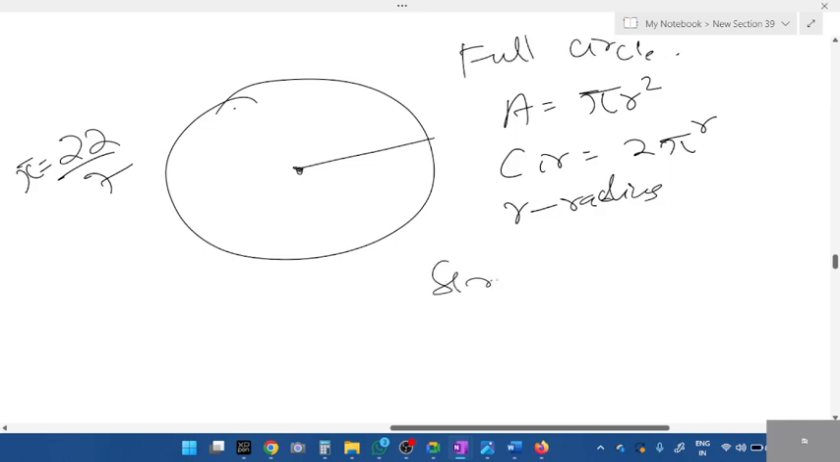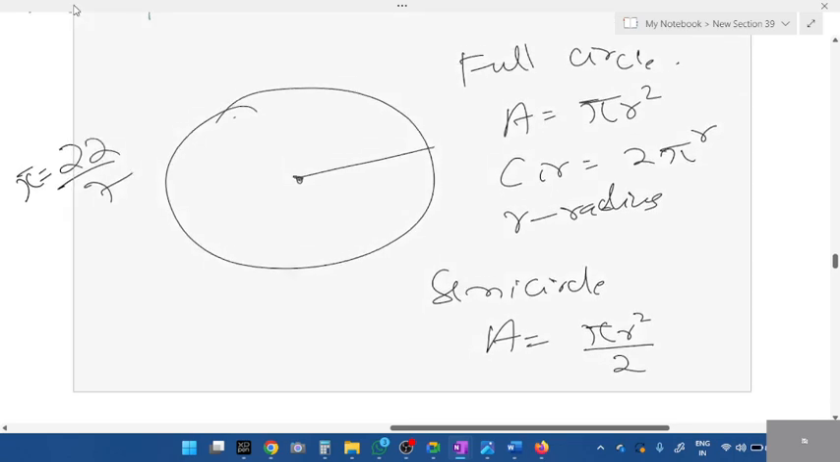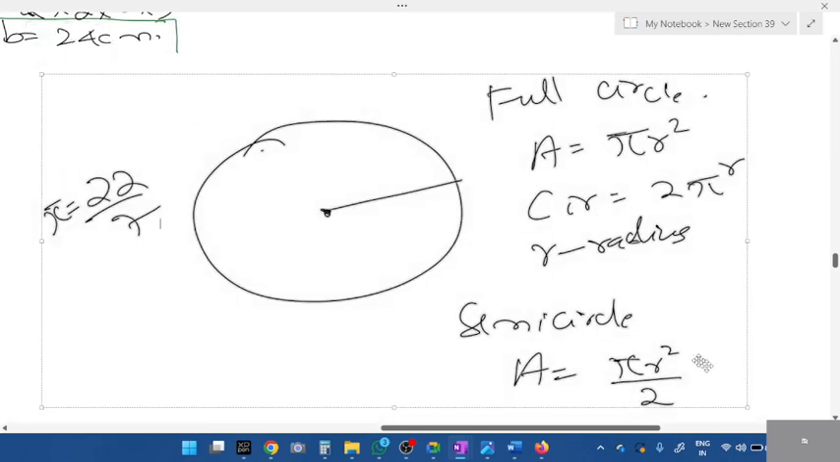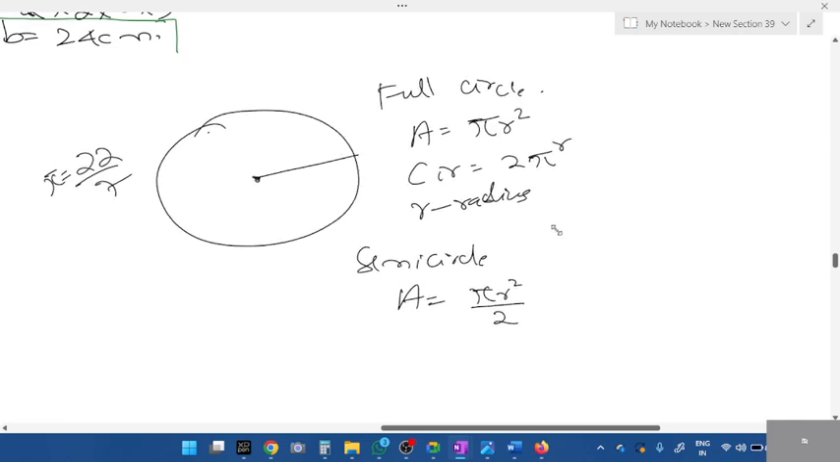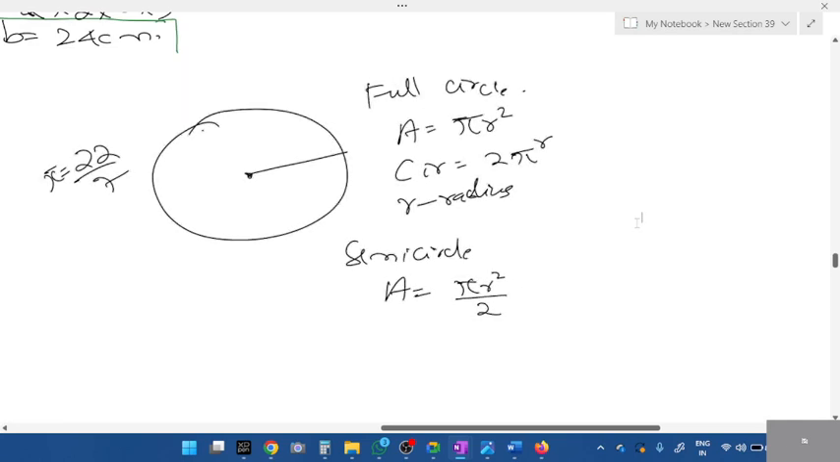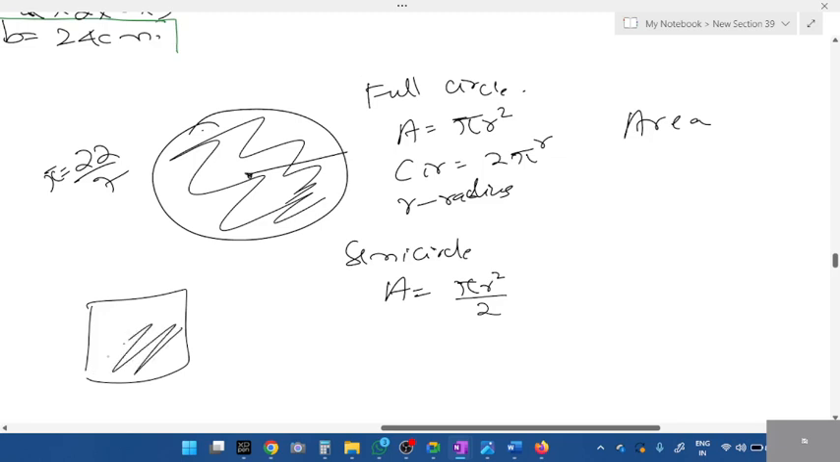Next, semicircle. When it comes to semicircle, half the area will be the same, pi r square divided by 2, students. Divide by 2. A stands for area. Area is the shaded inner region. Area is the inner region. Even for a square, area is the inner region. Copy this formula. Full circle, semicircle.